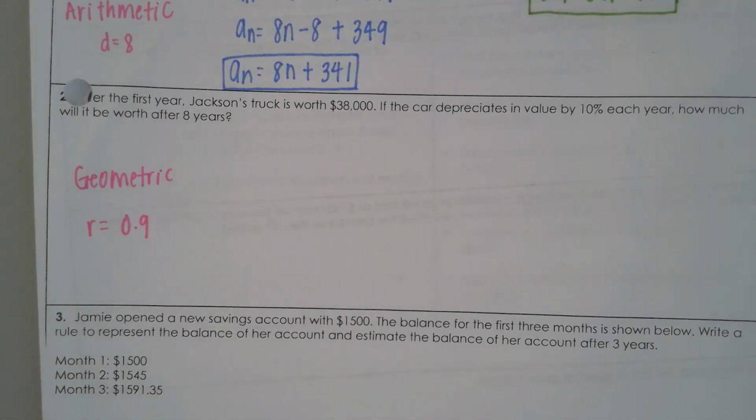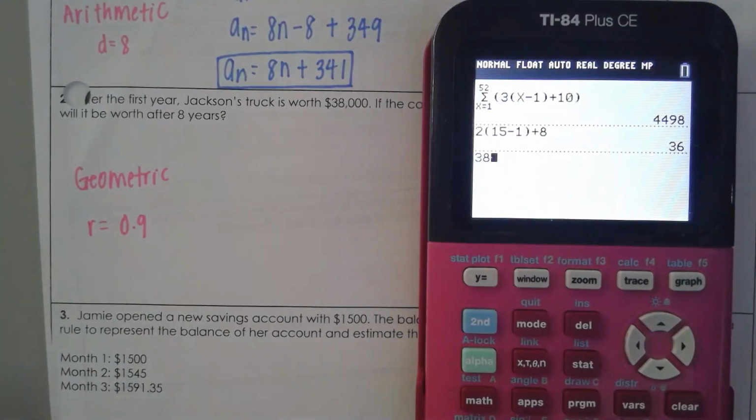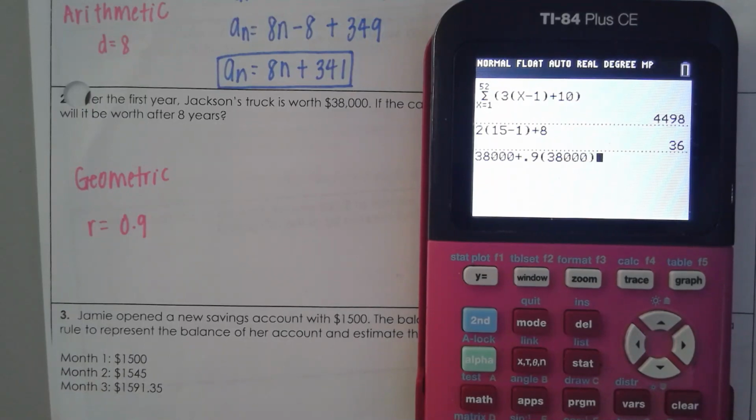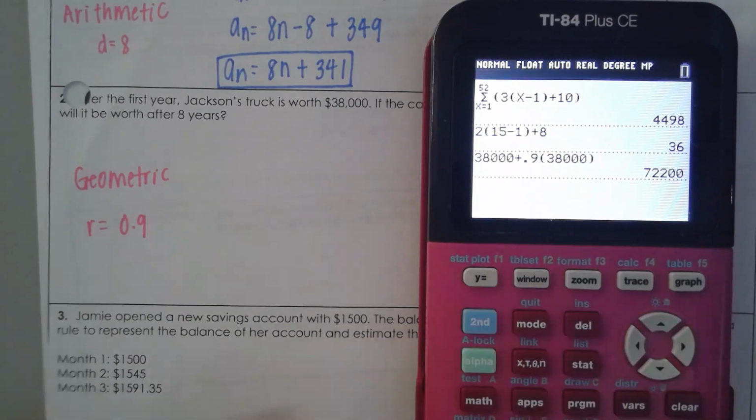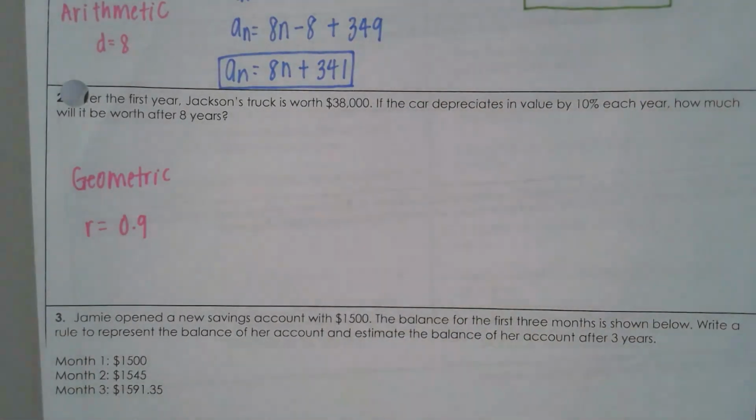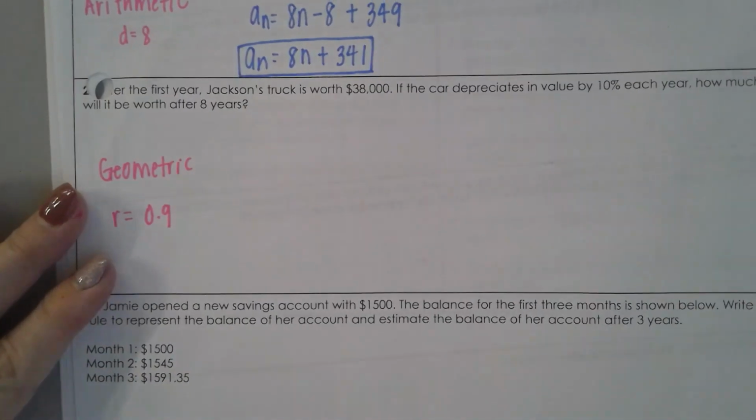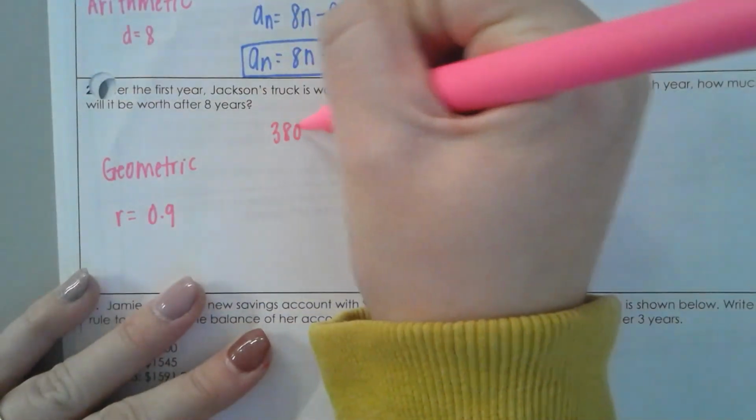I'm going to add. So if I say my truck is worth, in year 1 it's going to be $38,000, and then I'm going to add 0.9 times 38,000. So after year 2, my truck is worth $72,000. No, we're not going to add them together. If we added the value of the truck by year 8, it would be worth hundreds of thousands of dollars. That doesn't make sense. We're only finding the 8th term because its value the first year is $38,000.